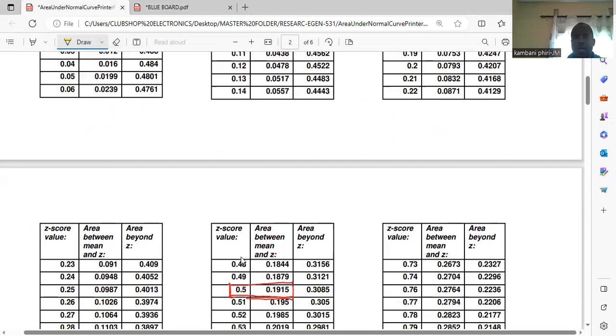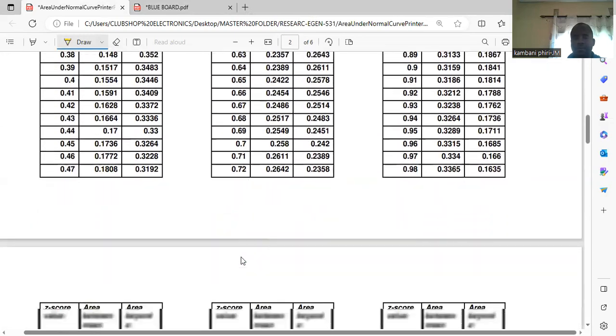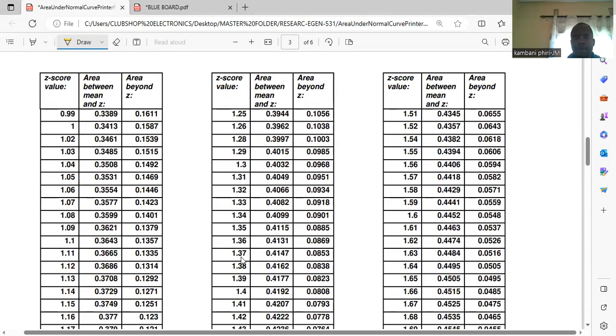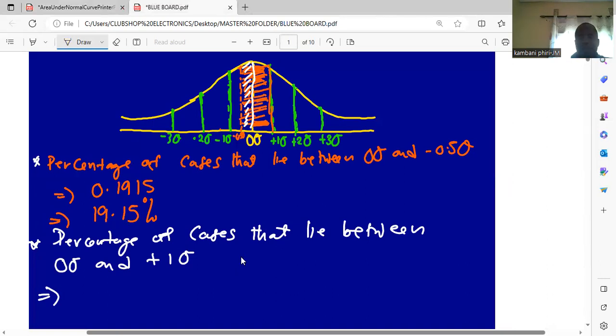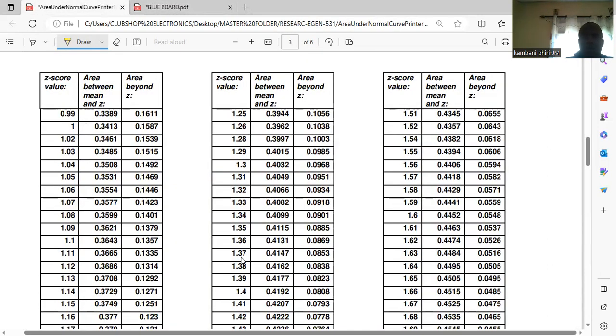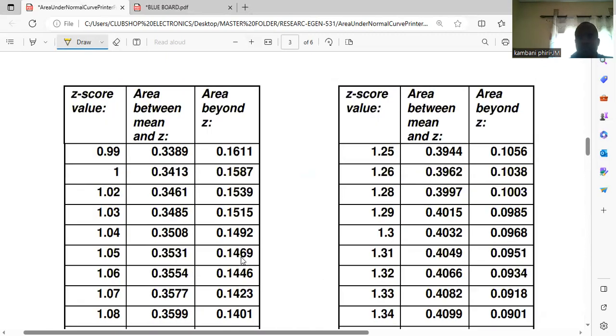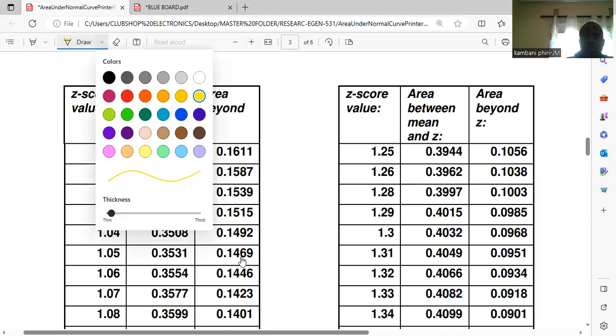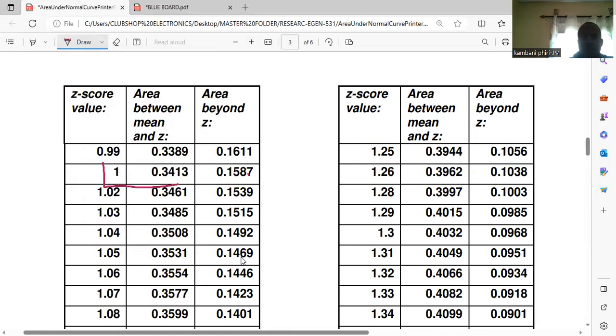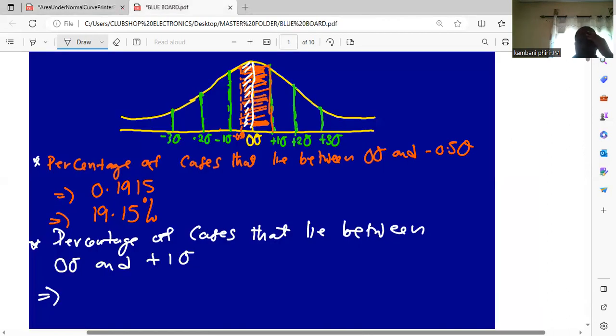So now we want 1. I hope you can see. So 1 is here, between the mean and Z. So 0.3413.